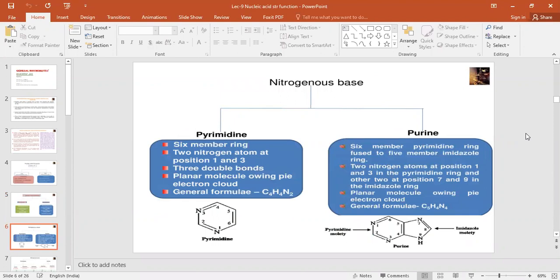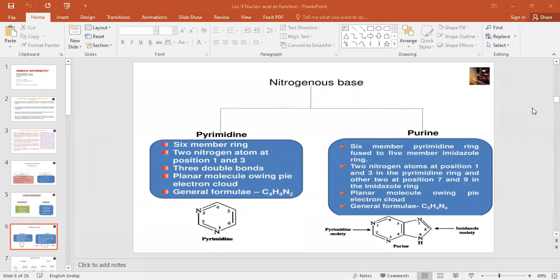Then what are the different kinds of nitrogenous bases? There are two different types of nitrogenous bases, pyrimidine and purines. These are the two different kinds of nitrogenous bases which are present in the DNA and the RNA. So what is meant by pyrimidine?